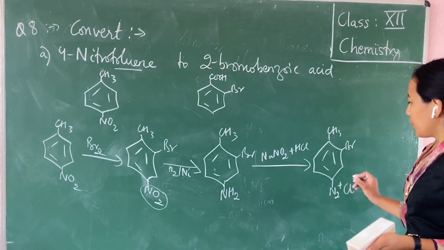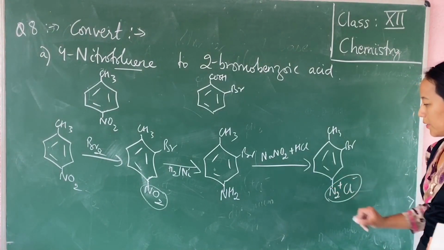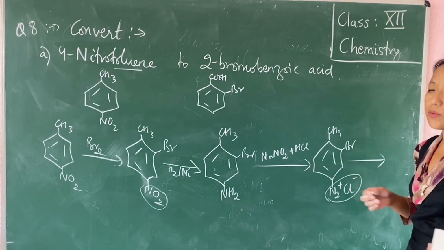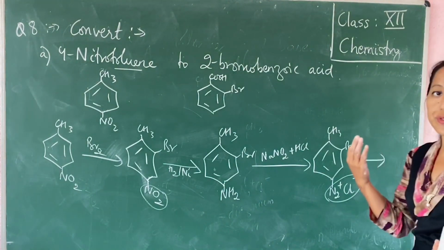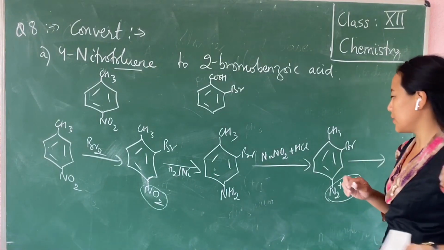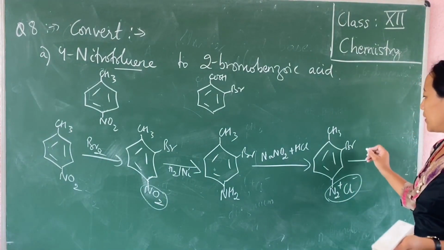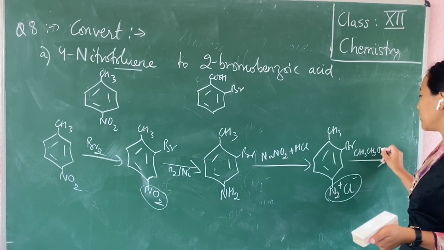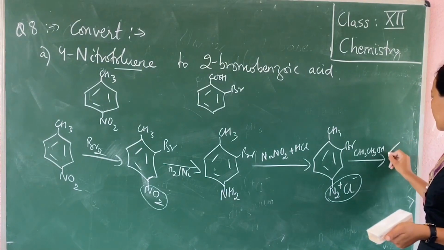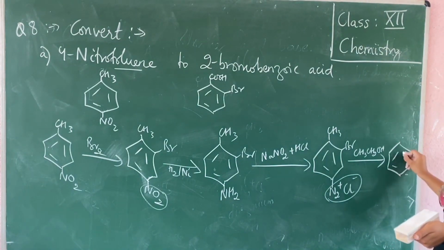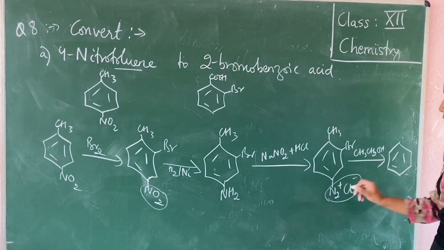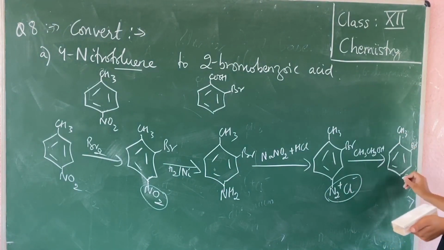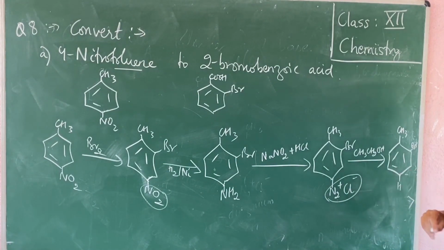Now this group can be removed by treating it with hypophosphorus acid or an alcohol, which acts as a reducing agent, that is under replacement of N2 by hydrogen atom. Now when you treat it with, let's say, ethanol, CH3CH2OH, which acts as a reducing agent, you will get this N2 replaced by the hydrogen atom. So you will have CH3, Br and then hydrogen atom, which you don't have to show.